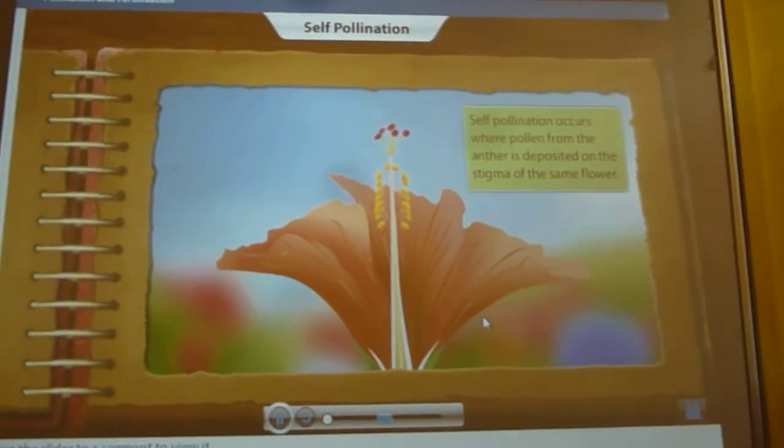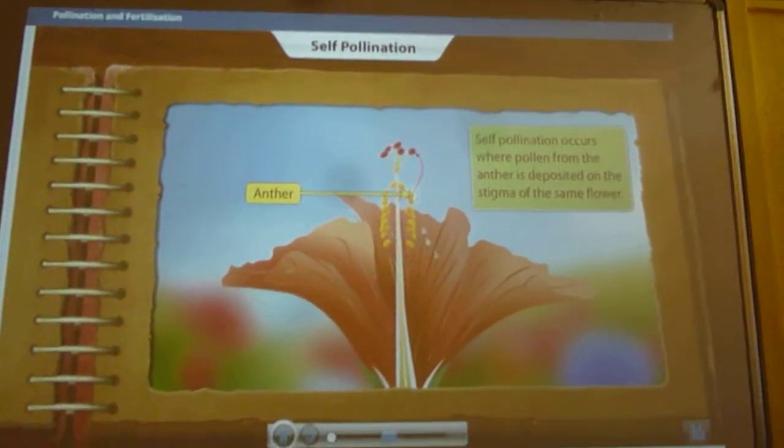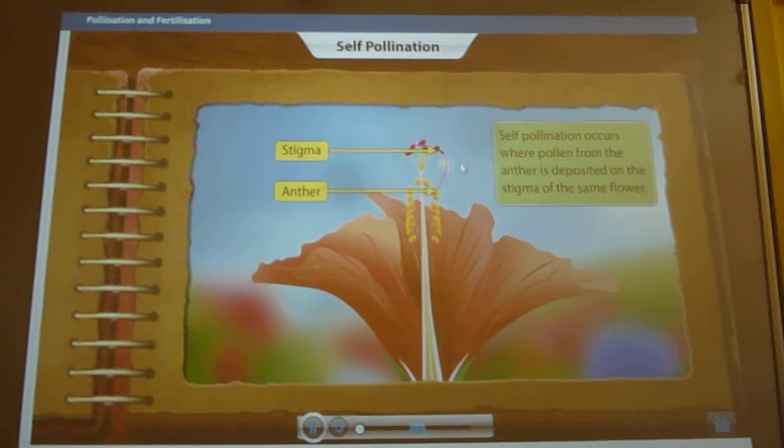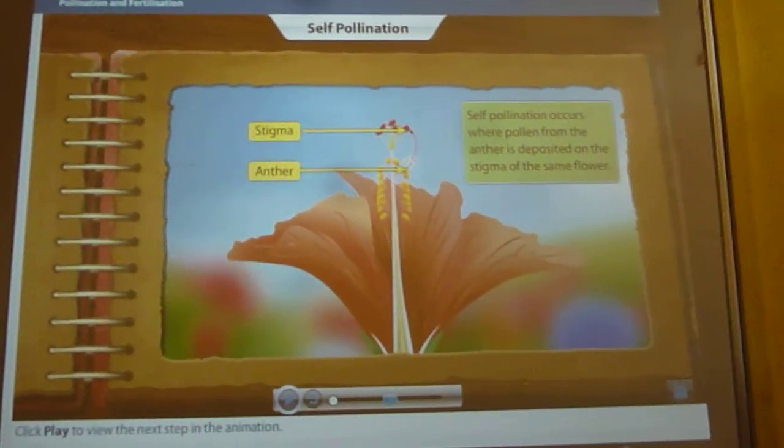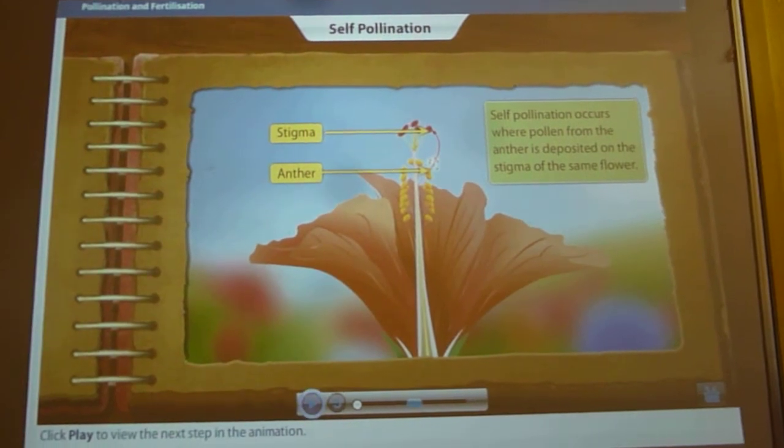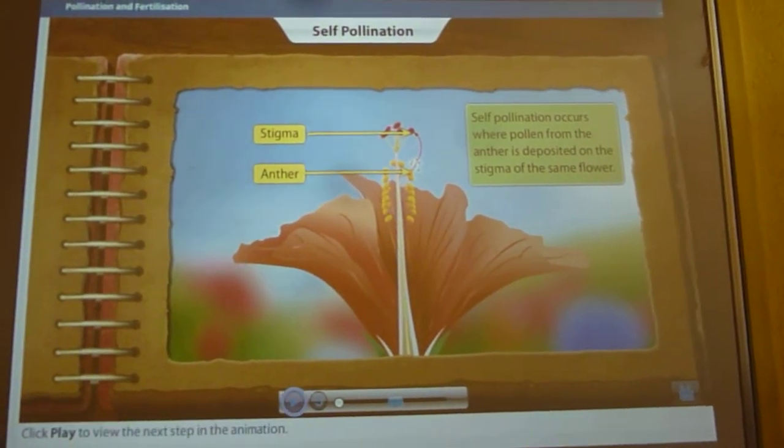Self-pollination occurs when pollen from the anther. So can you observe here, from the same flower the pollen grains get transferred from the anther to the stigma, which is called self-pollination. Okay, now let's see an image about these types of pollination. Which are the types of pollination?